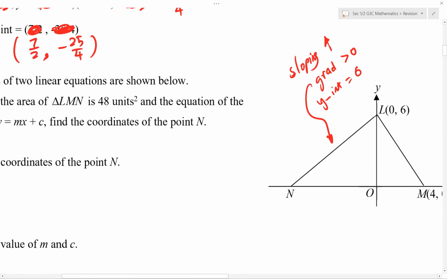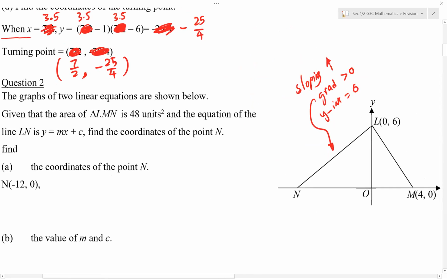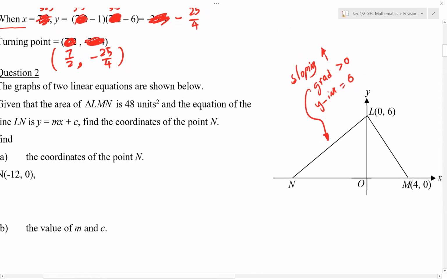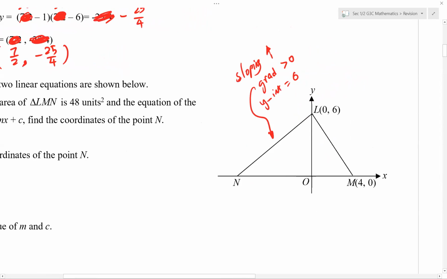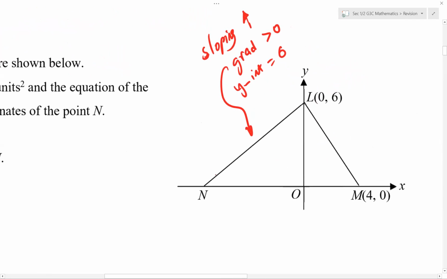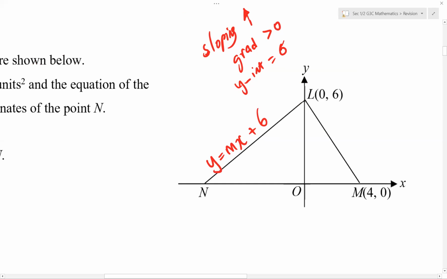Okay, now they tell us that the area is 48 square units, and the equation for l1 is y equals mx plus c. So question says that this is y equals mx plus what? Plus c. So plus 6. We know the intercept is 6 already. Might as well write it down. And we know that gradient more than 0, gradient is represented by letter m. So now we know a lot of information already. Y equals to positive number times x plus 6. That is the equation for this slope.